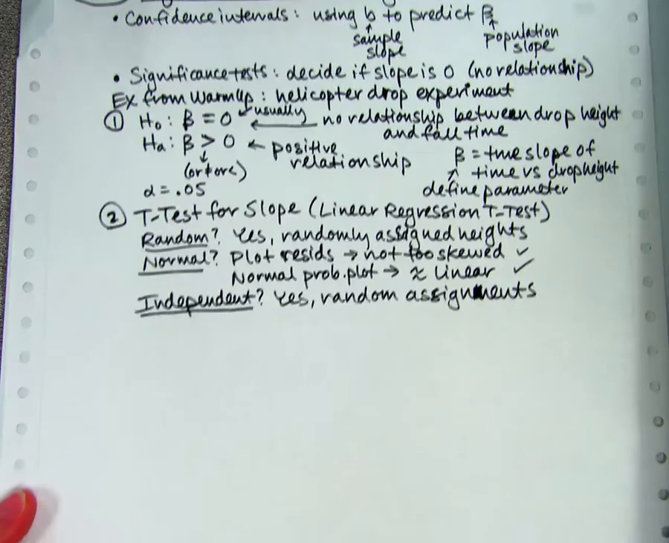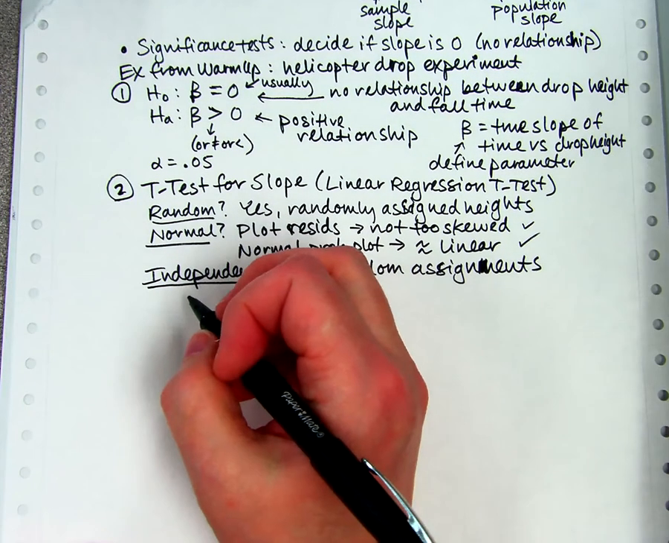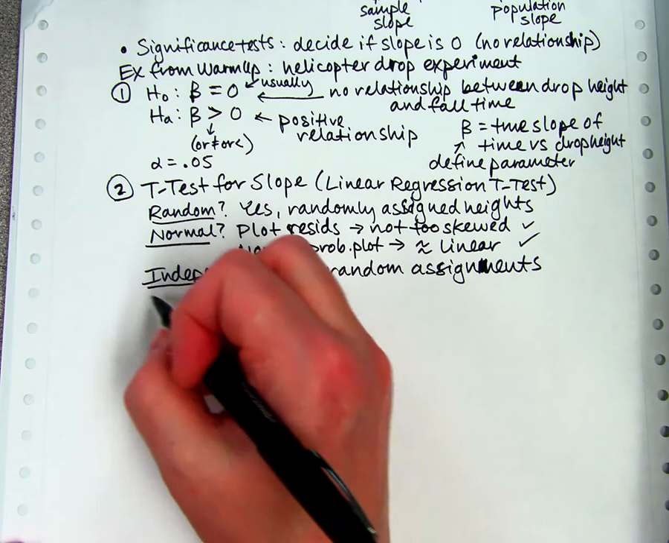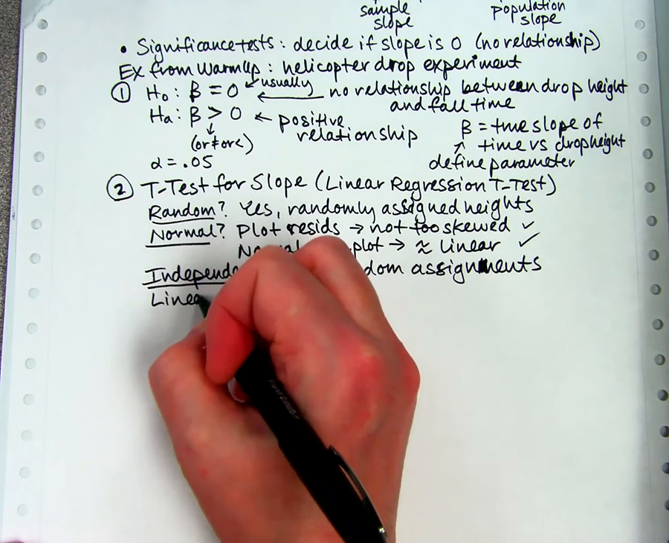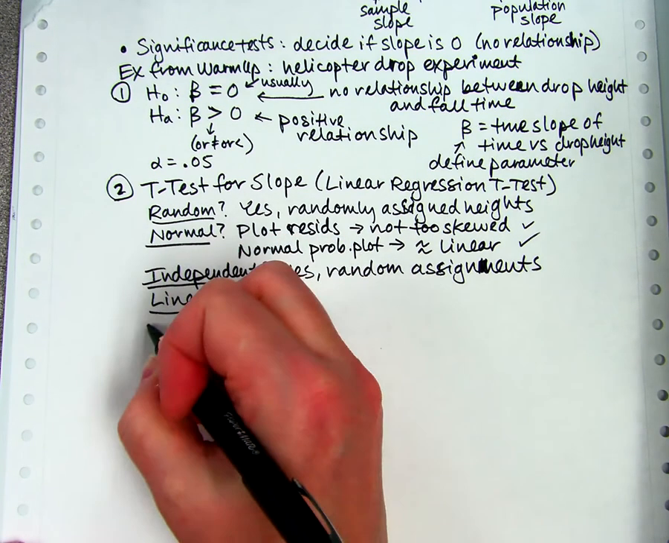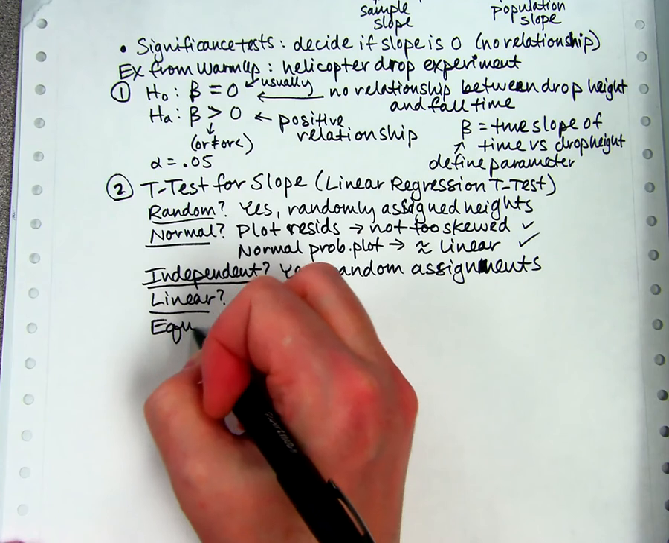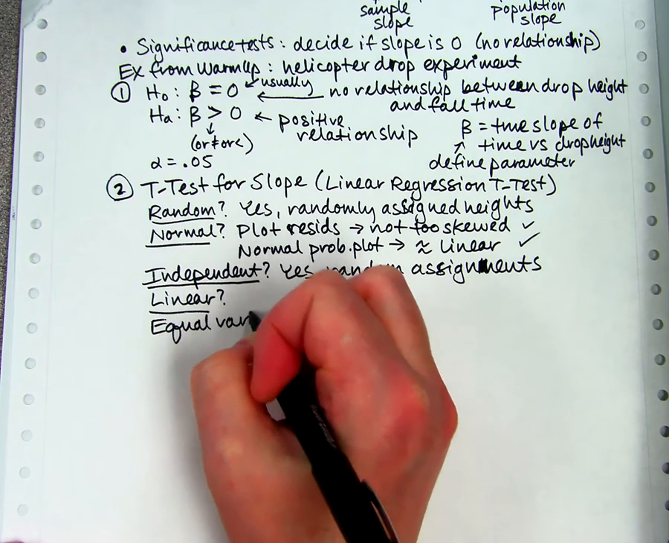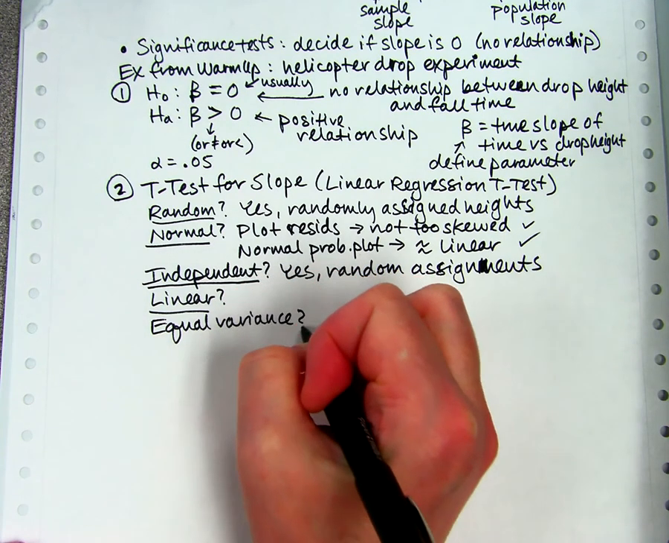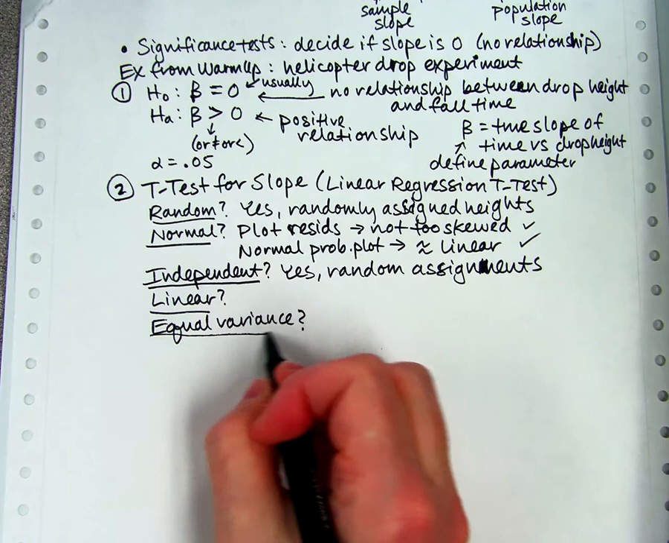And then remember, in the slope world of slope, we have 2 more that we have to check. We have to check to see if it looks linear, and we have to check to see if we have equal variances. And so for that, we also look at the graphs.